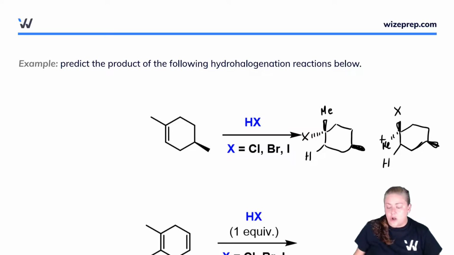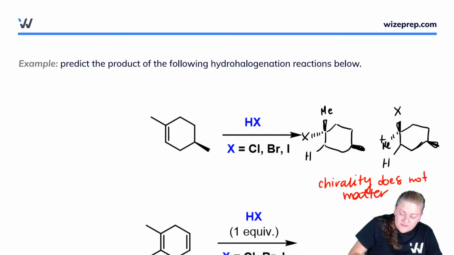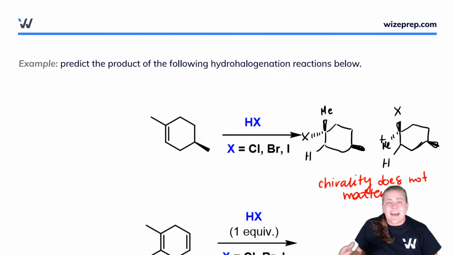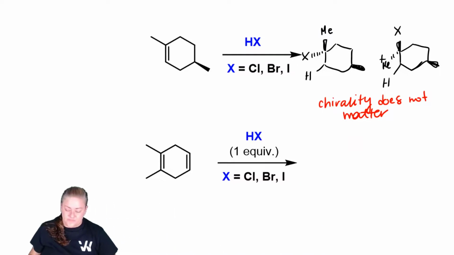The answer is no. And so here, the chirality does not matter, and so we don't need to worry about it. You don't need to draw both products. So the chirality does not matter, which means you don't need to draw both. Again, I like to draw both to check, but it's not a big deal in this particular example.